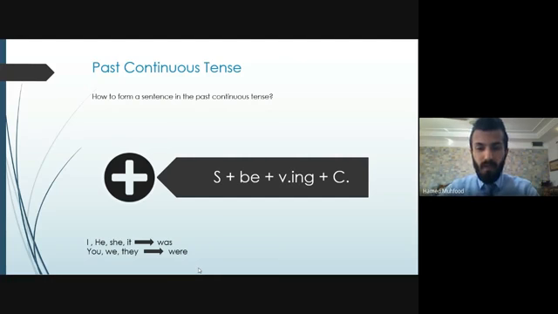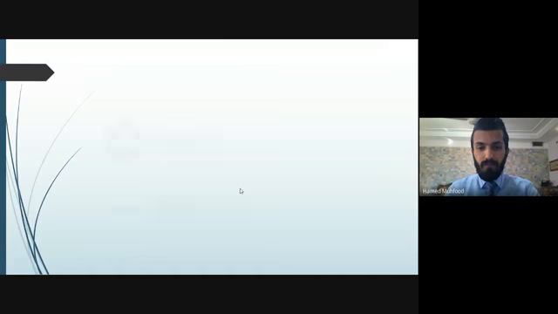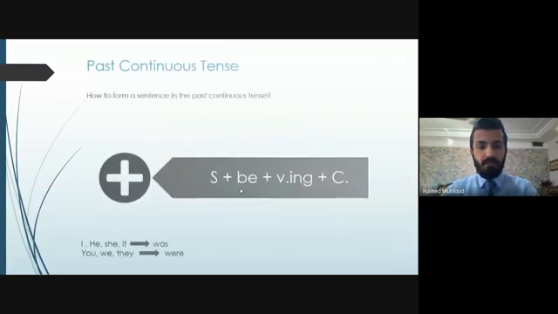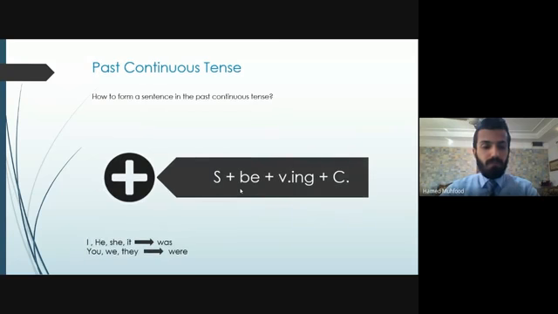إذن was were subject، وبعدين فعل be اللي هو راح يكون was أو were، بعدين main verb of the sentence with an ing ending. So can you give me an example? Do you have an example in your mind of an affirmative sentence in the past continuous tense?